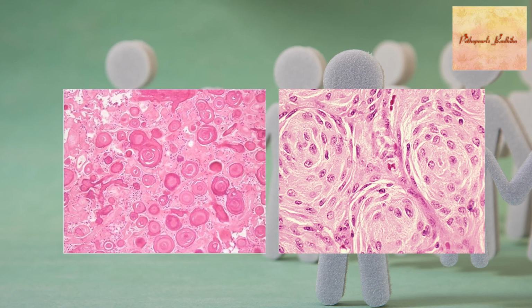And coming to meningioma, meningioma will have whorls of meningothelial cells. So these are meningothelial cells, they will be in whorls and they can have psammoma bodies. And this is about the various other options discussed.